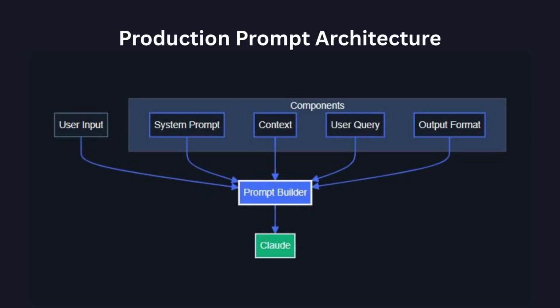Finally, production prompt architecture centralizes all prompt construction into a single component, often called a prompt builder. This ensures that every request follows the same structure and rules. It also makes the system more maintainable, consistent, and auditable.